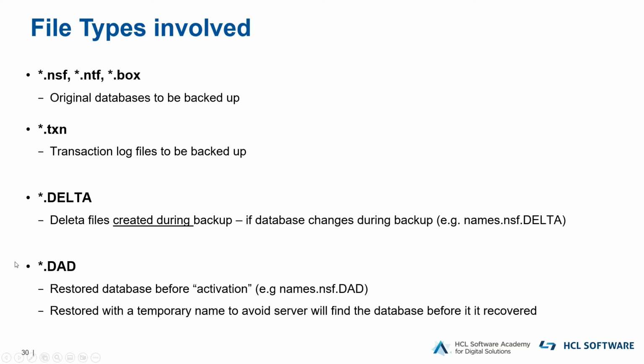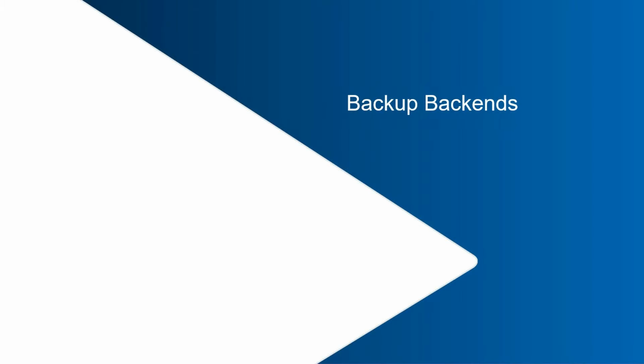So this is the kind of trick that every backup vendor uses. Many use DAD as an extension. Not everyone is using that, but most of them put an extension to it during the activation phase. So the database is copied, and then before it's activated, it will be updated with the delta information, and then maybe the replica ID will change, and then it will be renamed to the NSF name again, right? That's why we have the DAD files.